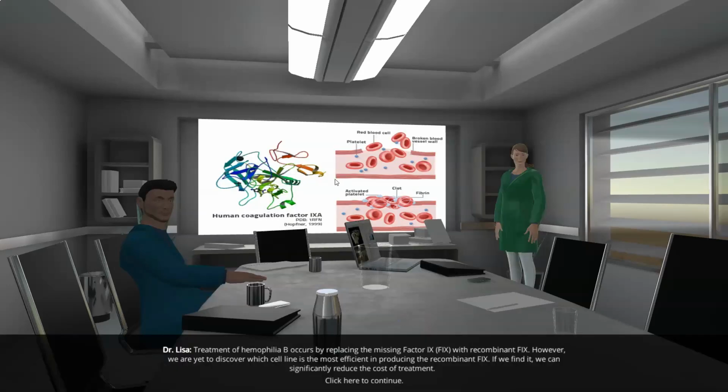Treatment of hemophilia B occurs by replacing the missing factor IX with recombinant factor IX. However, we are yet to discover which cell line is the most efficient in producing the recombinant factor IX. If we find it, we can significantly reduce the cost of treatment.